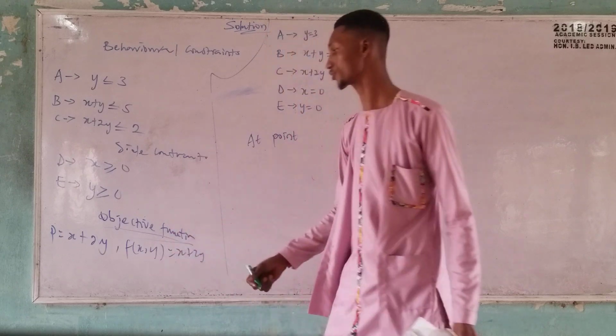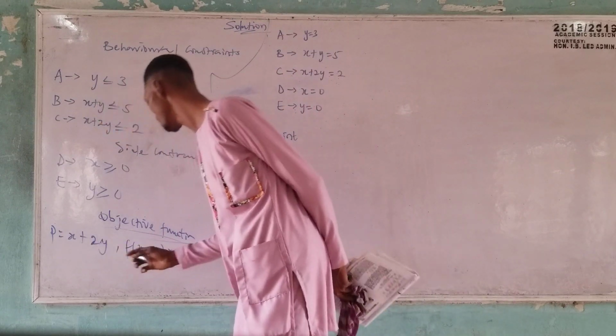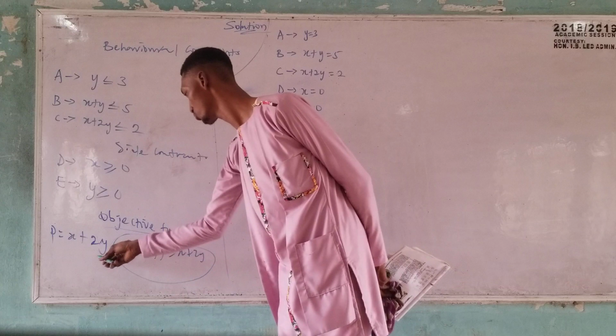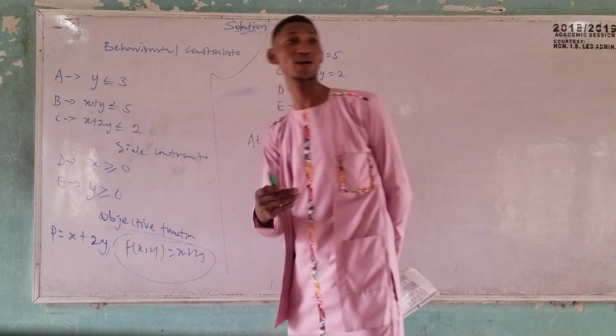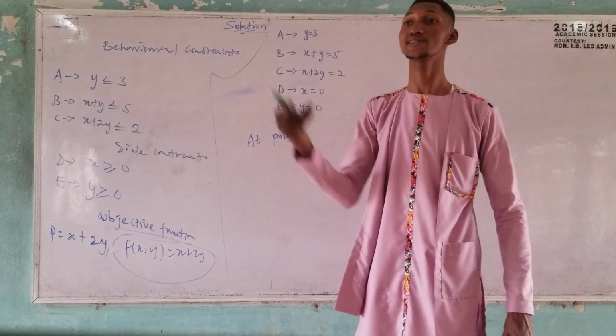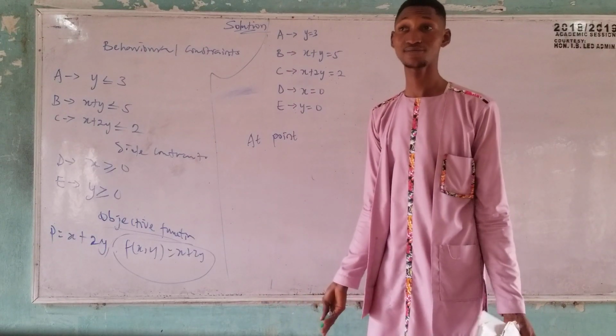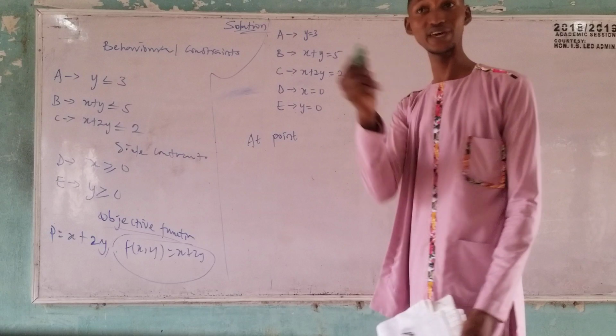Then the objective function, you can equate it back. You don't necessarily need to write this. You just have an idea that it might not necessarily be P. At other times we have a question where the objective function was C, right? Yes. So here as well.